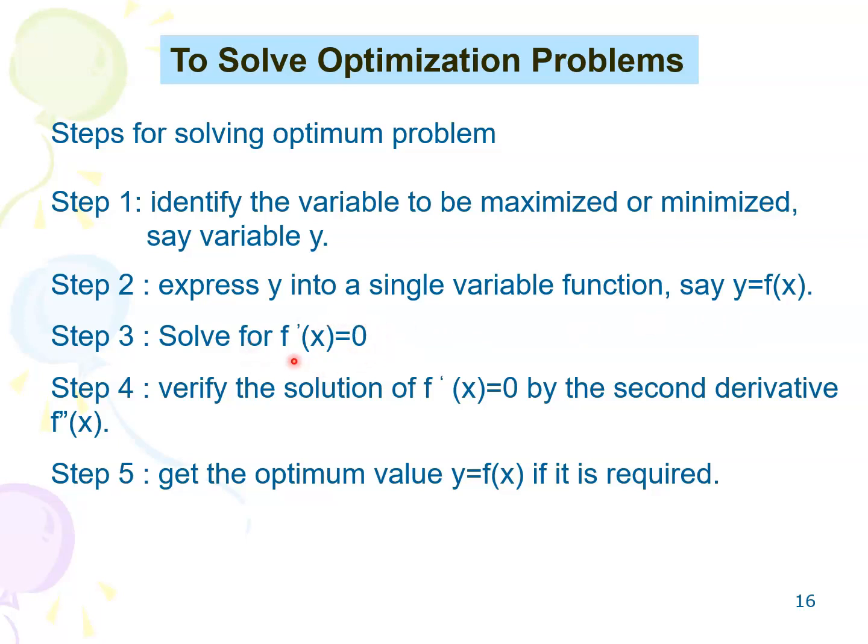Remember this part? This is how you're going to find your x values, your critical x value when the first derivative equals 0. And then the fourth step, verify the solution of f prime x equals 0 by the second derivative. Okay. And the last step, get the optimum value y equals f(x) if it is required.